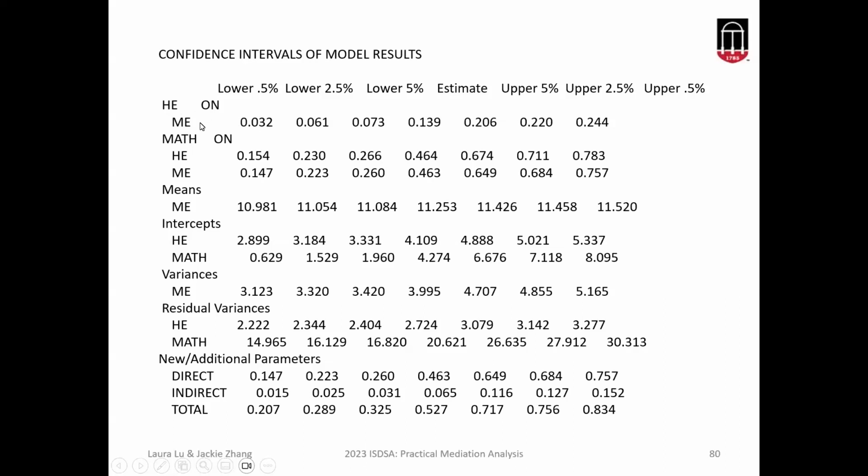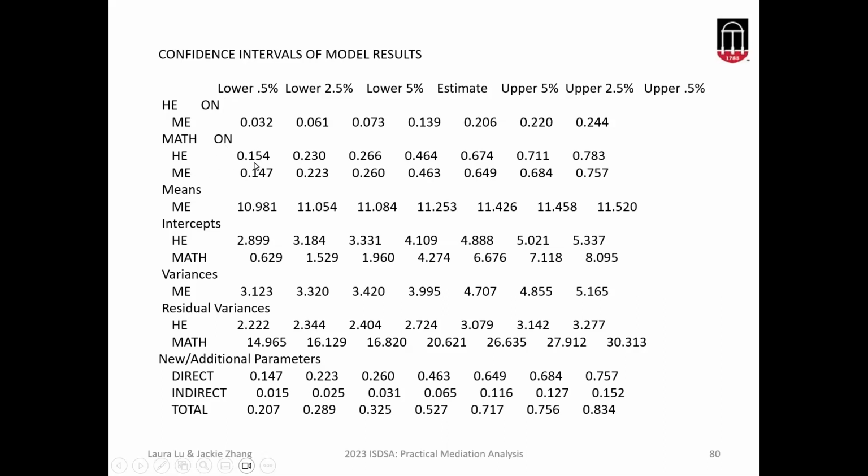This is the path A. HE on ME. A lower 0.5%. Okay, lower 2.5%, lower 5%, and estimate. This is a point estimate, and we have upper bound. So all the percentiles of the bootstrapping distribution are shown here. And the math on HEME.